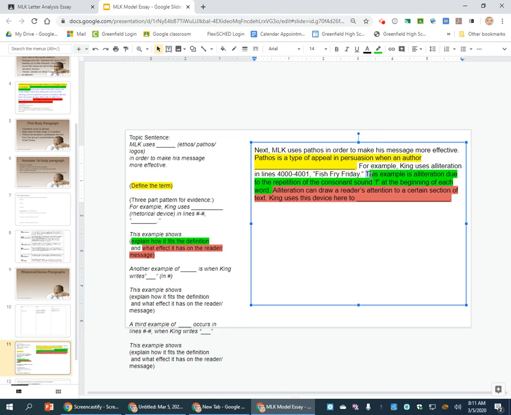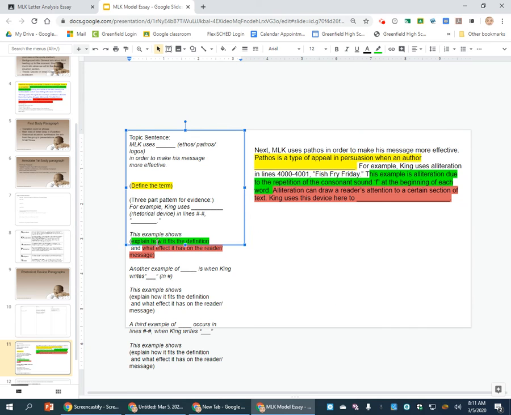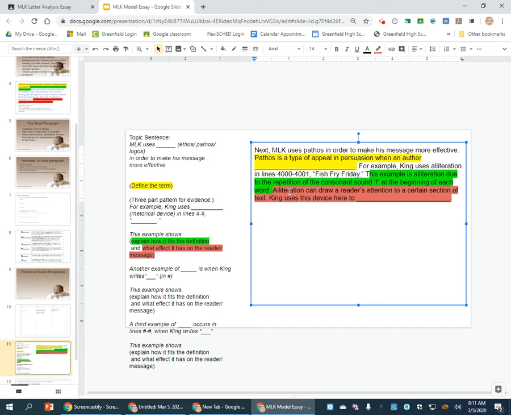This example is alliteration due to the repetition of the consonant sound F at the beginning of each word. So that's how this example, Fish Fry Friday, is alliteration. That's the first step. Now, what effect does it have on the reader? Well, first I need to tell you what alliteration does in general. And alliteration can draw a reader's attention to a certain section of text. Okay, so that's the definition.